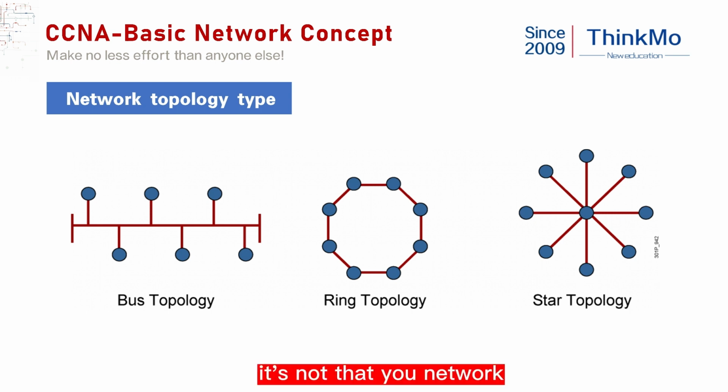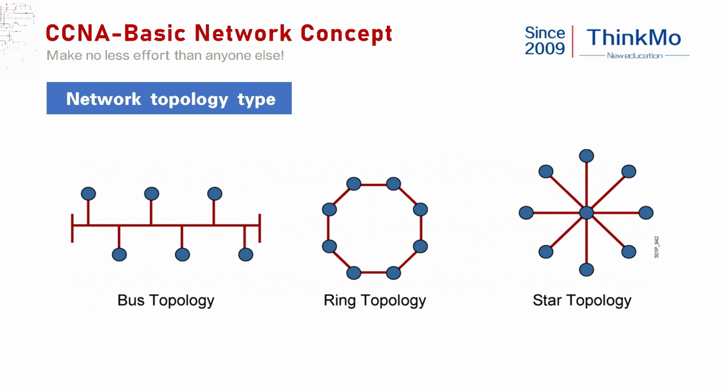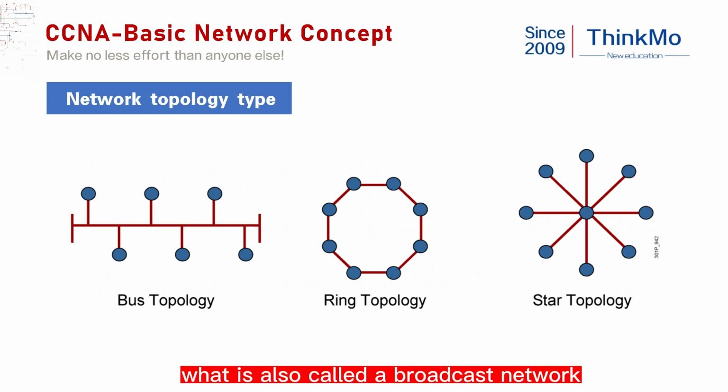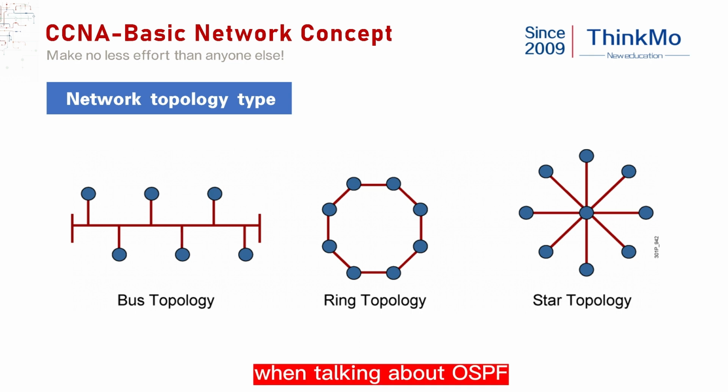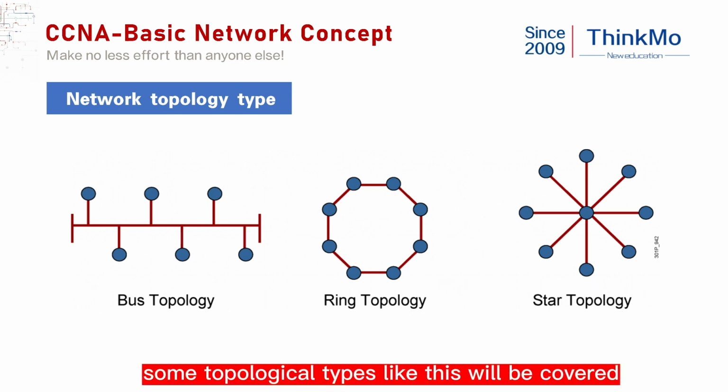It's not that when you build a network, it has to be built this way. Not just with everyone. Just look at their respective names, because in the future we will often come into contact with them. This star network on my right is what we are most exposed to, also called a broadcast network. This is the one we've dealt with the most. Later, when talking about OSPF, some topological types like this will be covered.